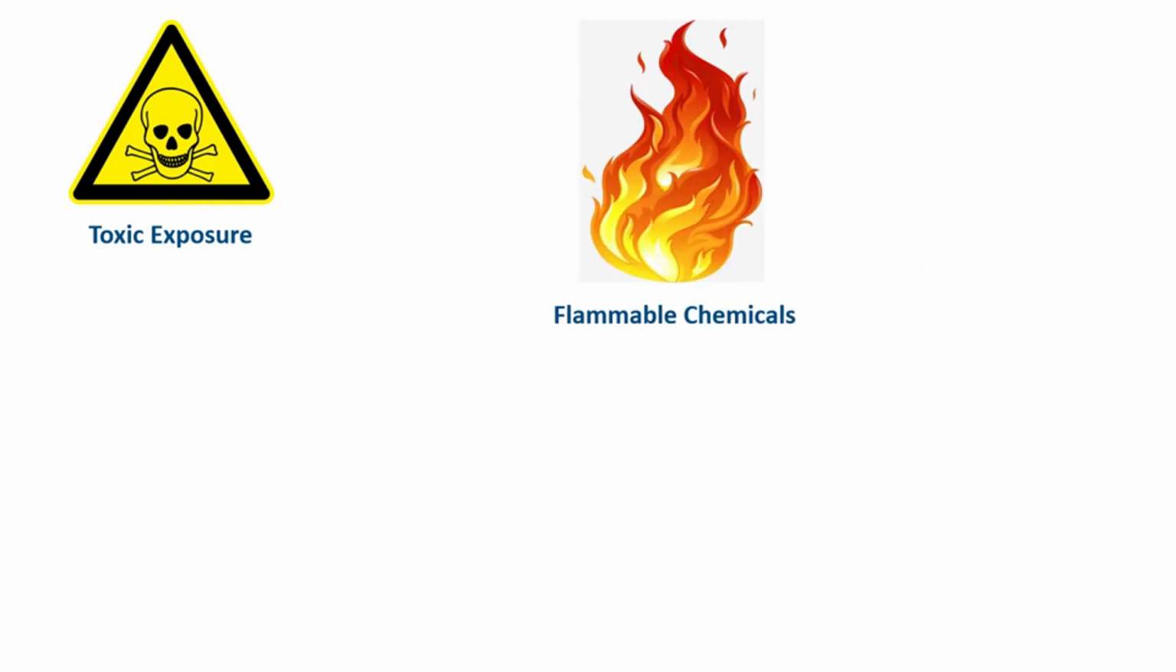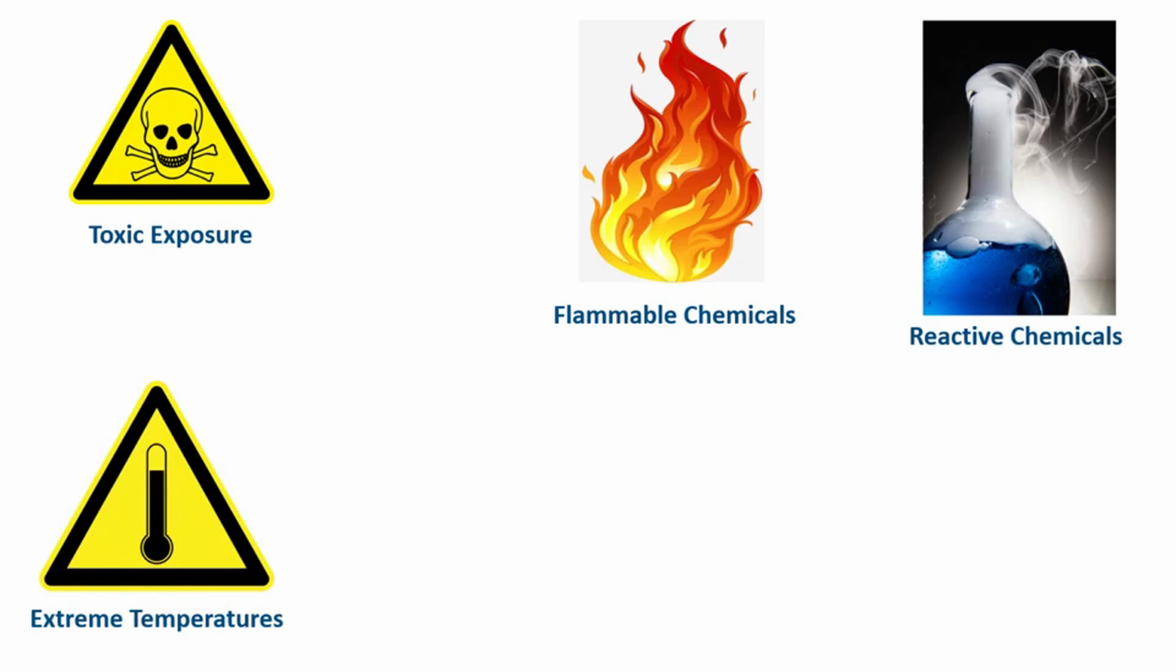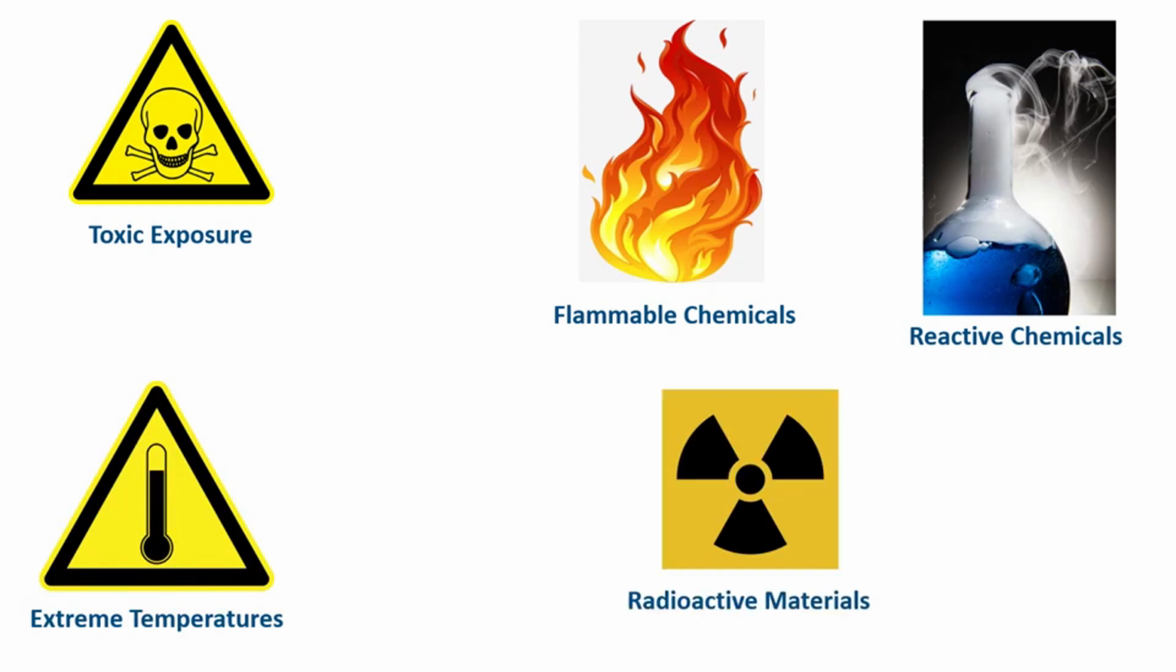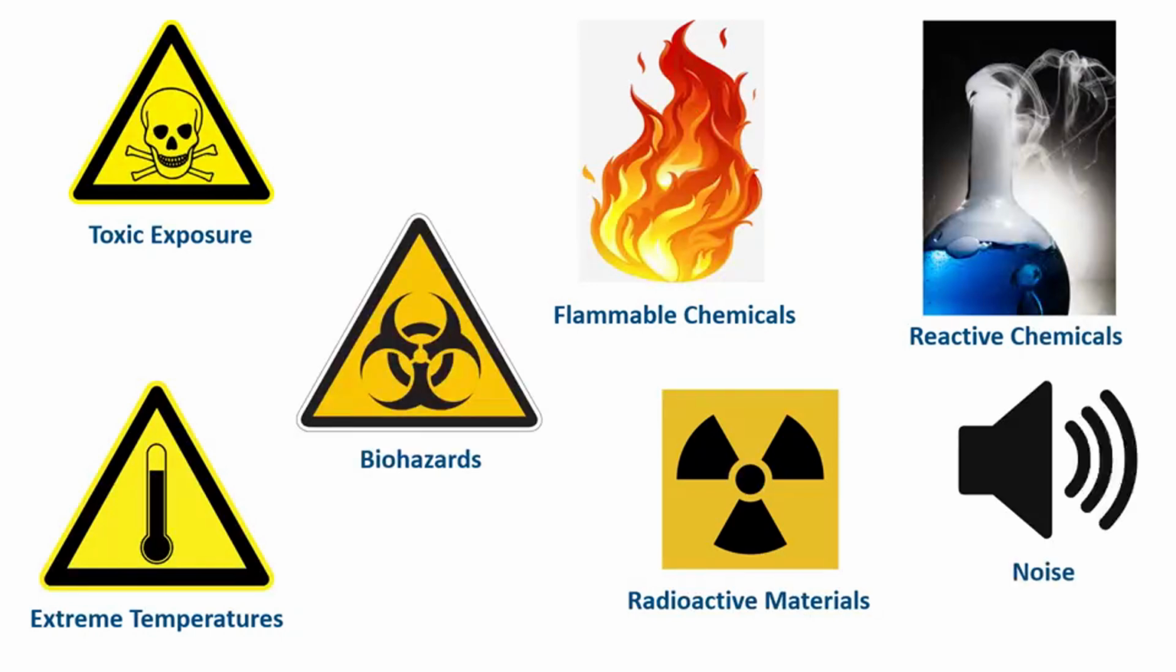The major hazards in a chemical plant that you should be aware of include toxic exposures, flammable chemicals, reactive chemicals, extreme conditions like extreme temperature, radioactive materials, biohazards, and noise.